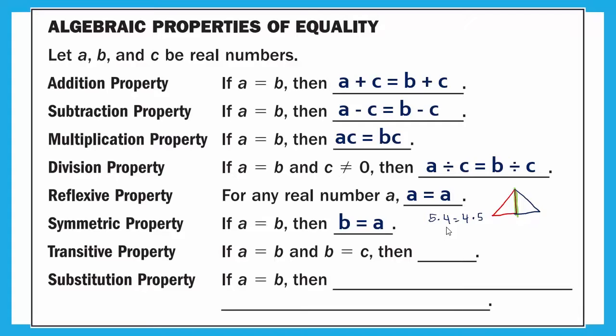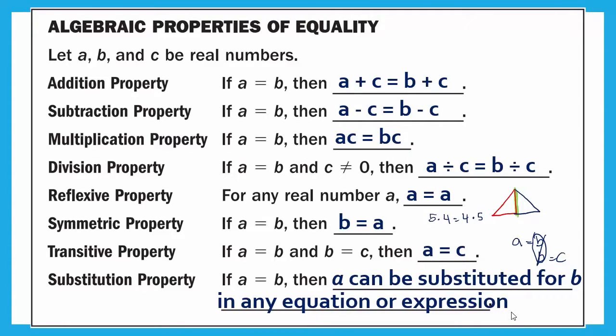Transitive property, if A is equal to B and B is equal to C, then A is equal to C. The way I look at the transitive property is it's trying to get rid of the middleman. If I write it this way, you can see it a little better, A equals B and B equals C. Notice how B is in both equations, so I can get rid of this middleman and just say that A is equal to C. Substitution property. If A is equal to B, then A can be substituted for B in any equation or expression.